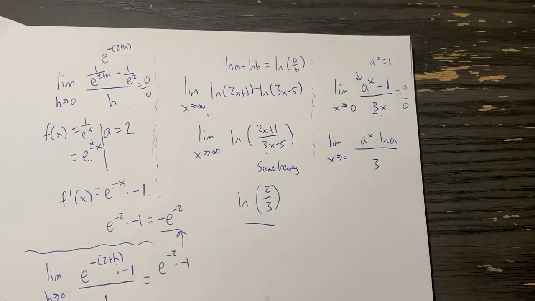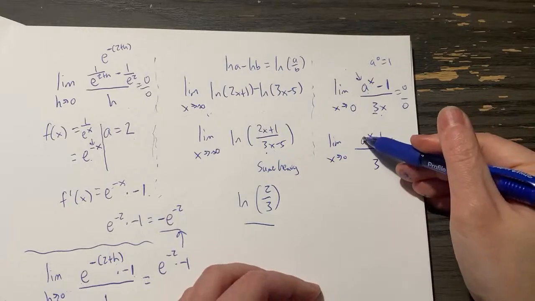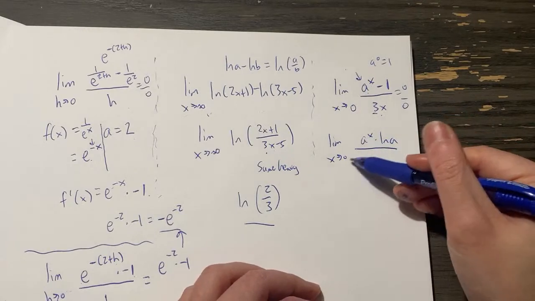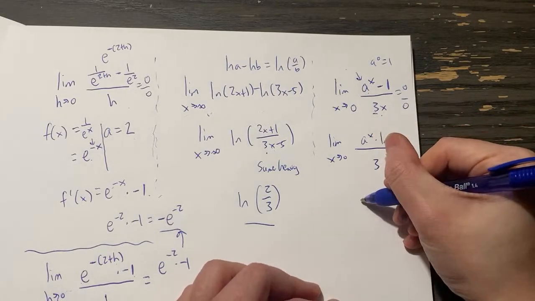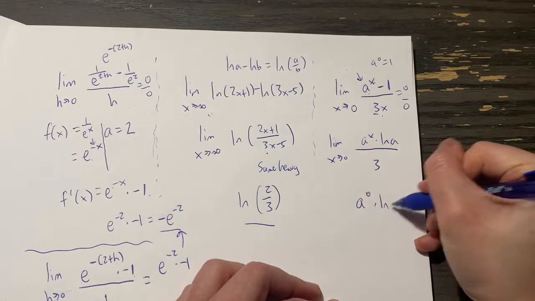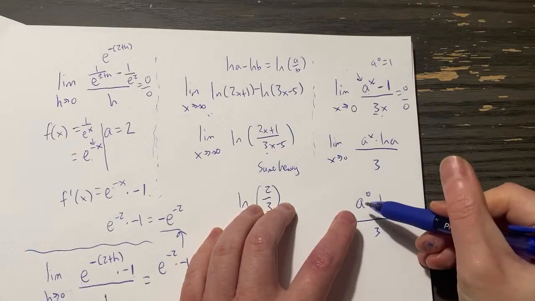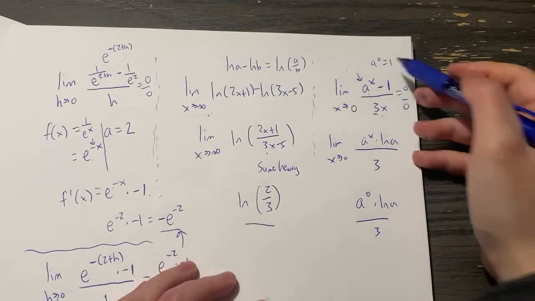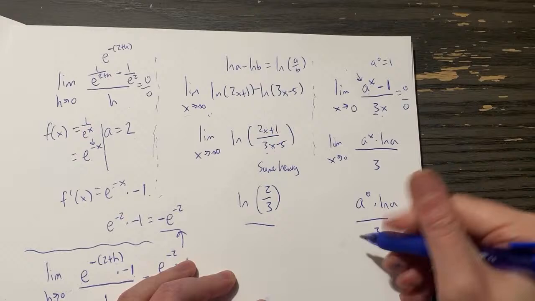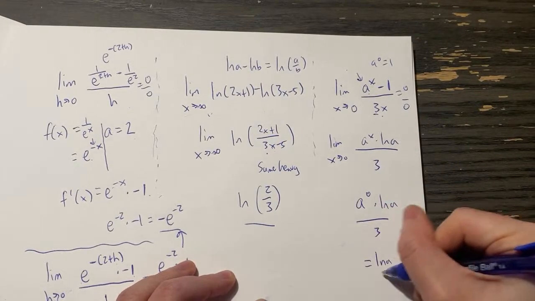Now, remember, for the final step, we can't have x's in the final answer, so we still need to plug in 0. So it's going to be a to the 0 times ln a over 3. Again, let's not panic that we don't know what a is, because a to the 0 is going to be 1, because anything to the 0 is 1. So our final answer here is ln of a over 3.